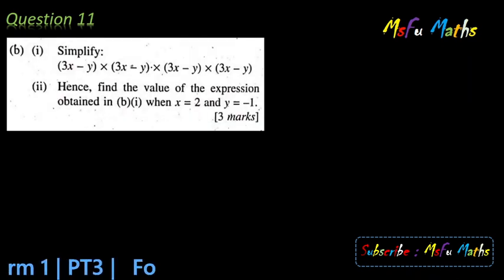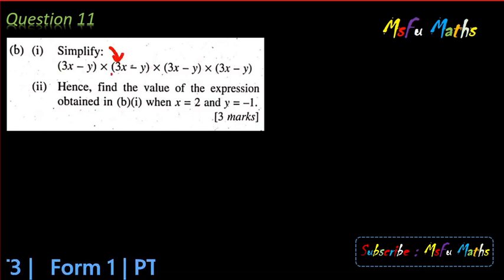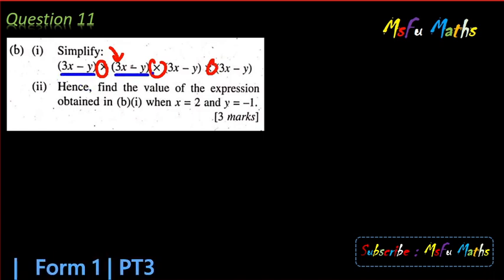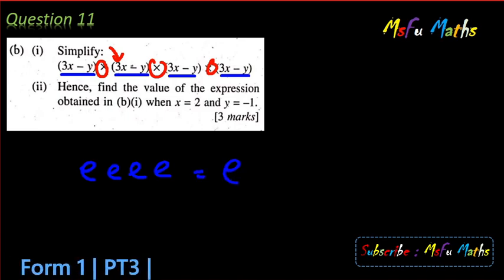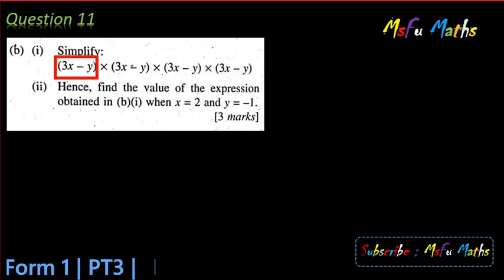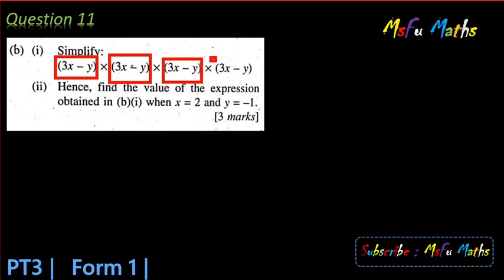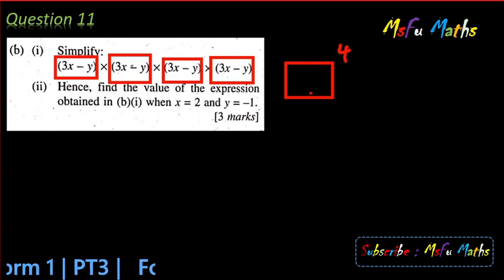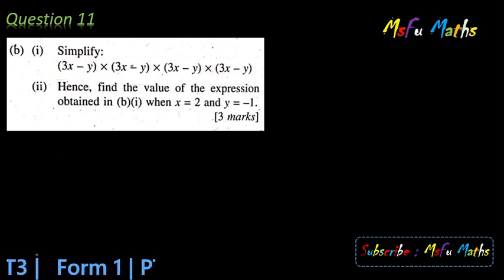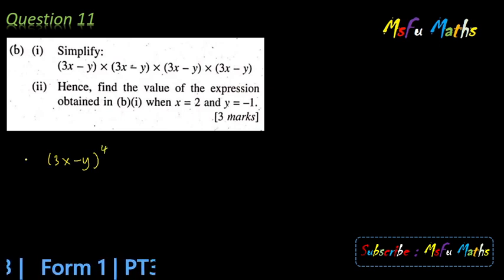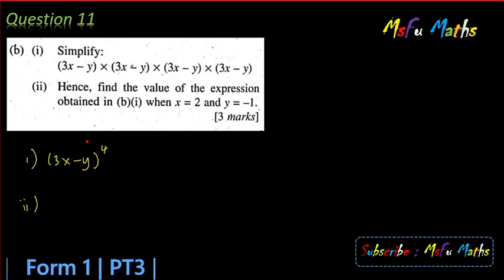Okay, move on to the next question. Number 11. Simplify this expression. If you have times, and if you notice that this is 3x minus y, this is also 3x minus y, this is also 3x minus y, 3x minus y. Just now we have e, so we can write this e to the power of 4. So no matter what this is, as long as they are the same, that thing you power of 4. What is that thing? That thing is 3x minus y to the power of 4.